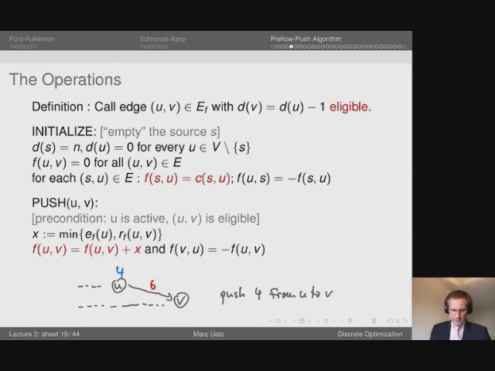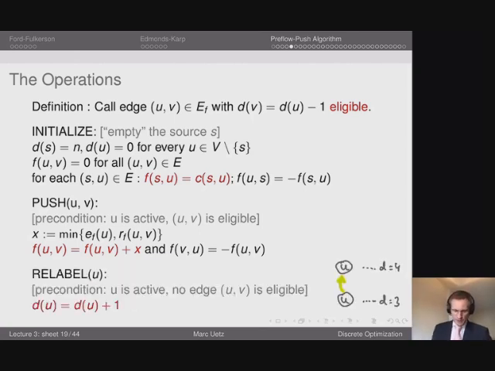Now, it could also be that we have an active node. So that's a node which still has excess. Inflow is more than the outflow. We have to get rid of the excess, but there is no eligible edge. So there is no downward sloping edge from U. What do we do then? Well, the natural thing, we just hang the node U a little bit higher to possibly create eligible edges going out of U. Okay, so that's the relabel operation.